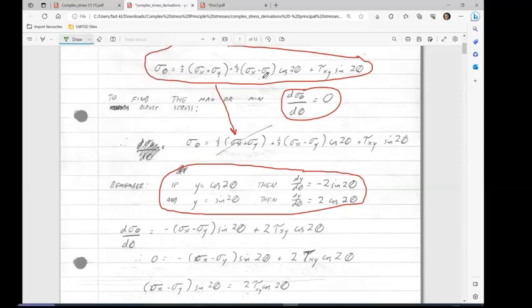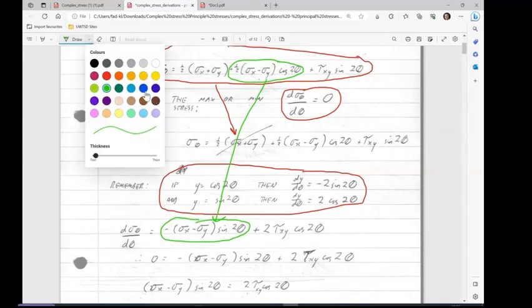So this middle term, half of sigma x minus sigma y cos 2 theta, that's going to become this. So cos 2 theta becomes minus 2 sine 2 theta. So you've got minus 2, and 2 times a half would be 1. So that's why that half has disappeared. So you've got minus sigma x minus sigma y, and cos 2 theta has become sine 2 theta. So this term here, differentiated with respect to theta, has become this term here.